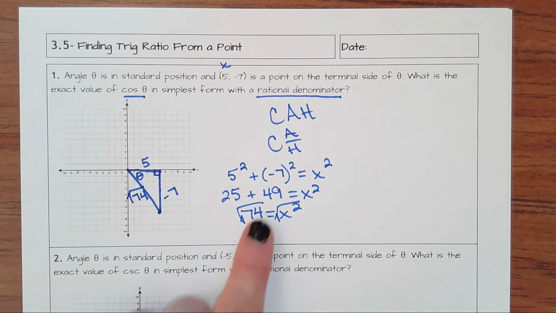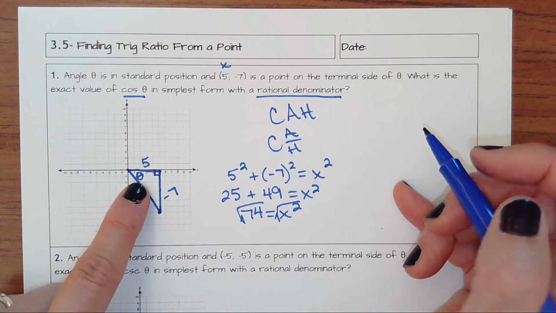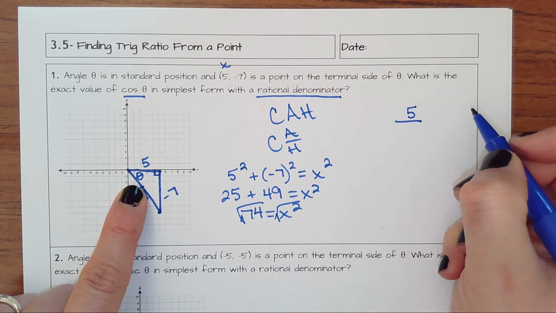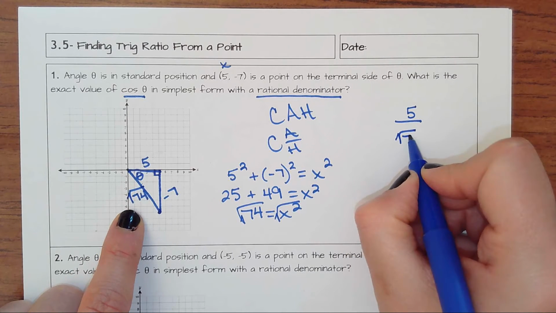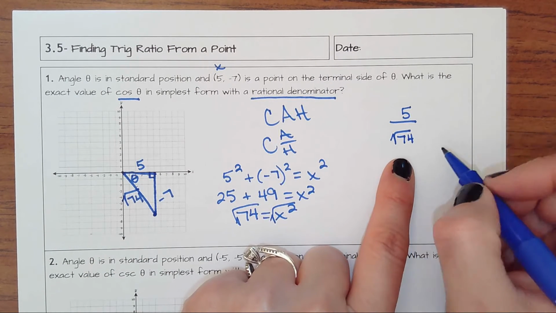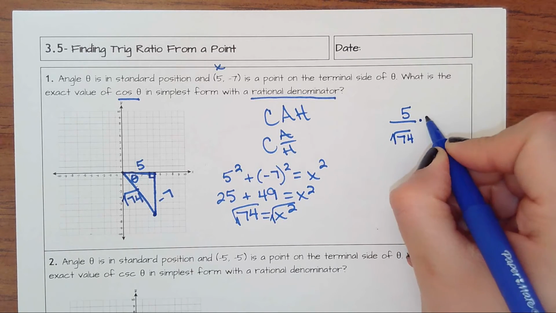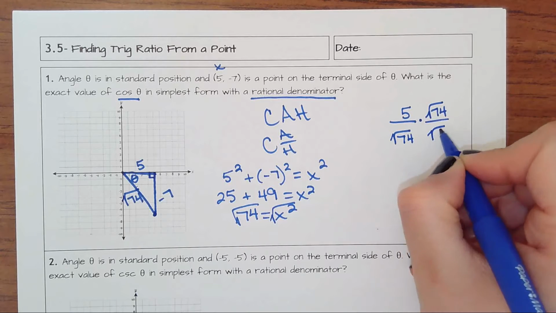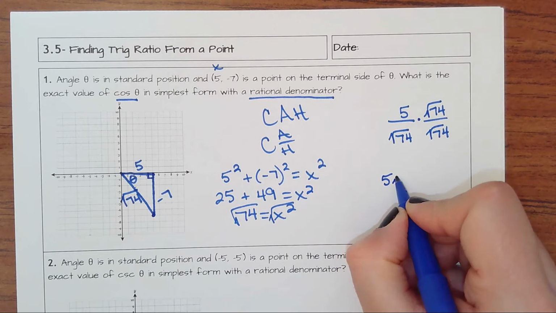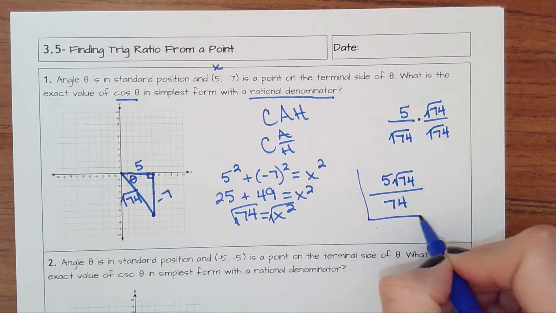And now I can set up my cosine ratio so that the adjacent leg to this angle would be the 5. So I would put 5 over my hypotenuse, which I found to be square root of 74. But it says with a rational denominator. Well, non-perfect squares are irrational numbers because their decimals don't ever stop or repeat. So we would have to rationalize the denominator. So multiply by square root of 74 over square root of 74. Multiply straight across to get 5 square root of 74 over just a normal 74. And that can't simplify, so that would be your answer.